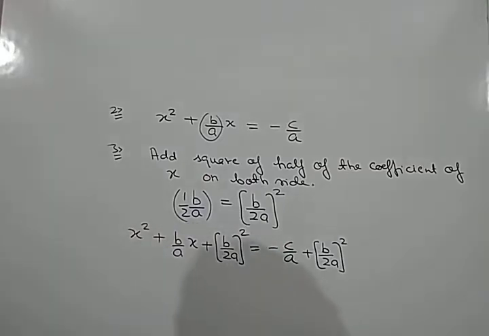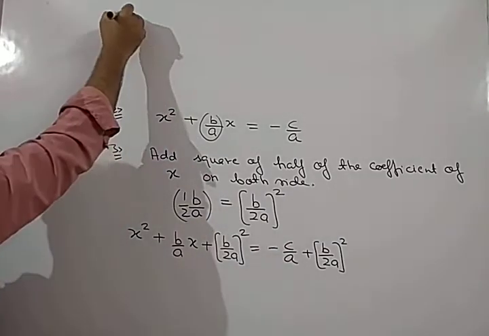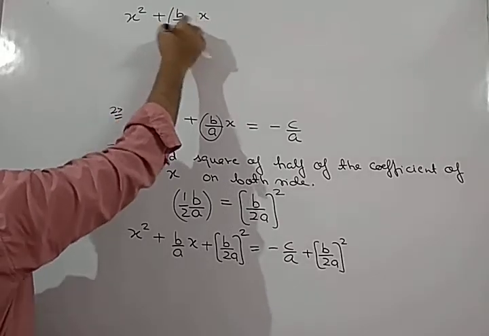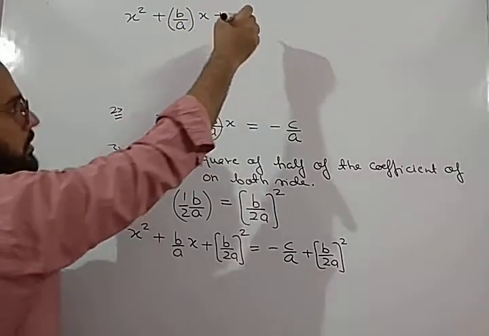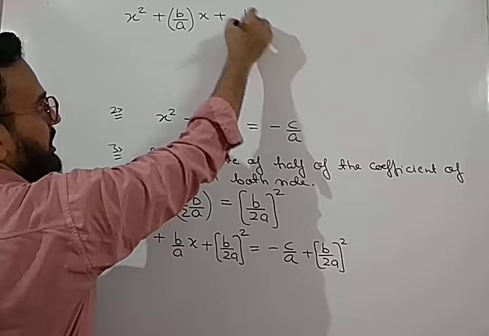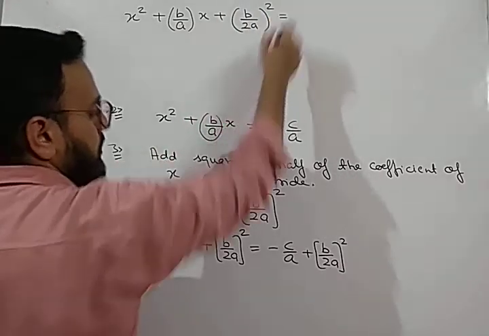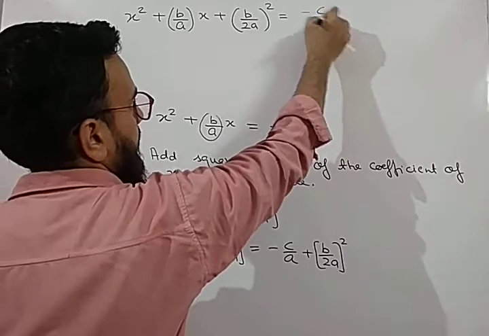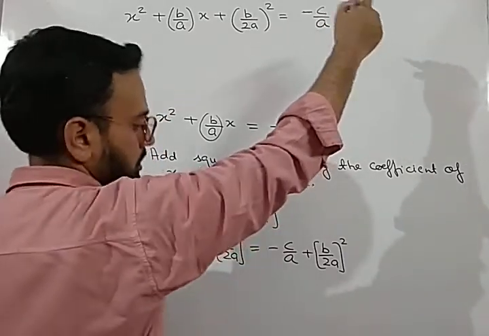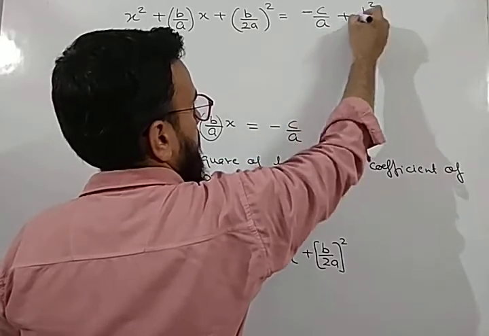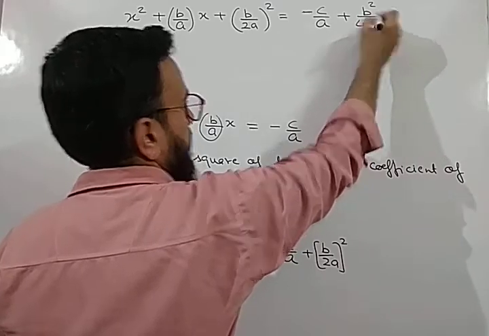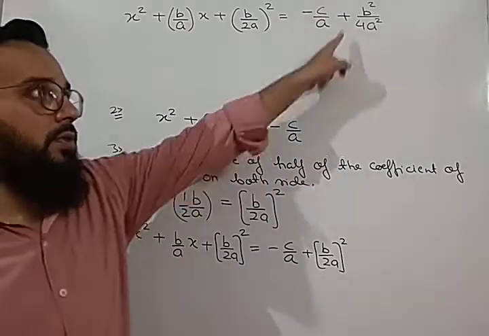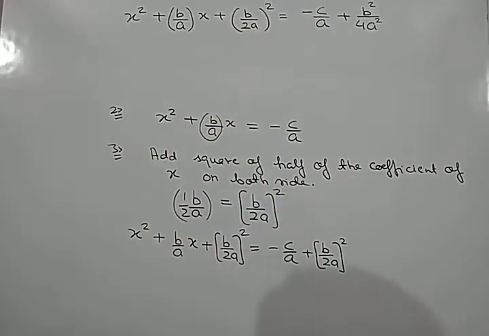So now we are taking this term: x square plus b by a into x plus b by 2a whole square is equal to, opening this bracket, we will get minus c upon a plus b square upon 4a square. b square upon 2 square is 4, a square is a square. So b square upon 4a square.